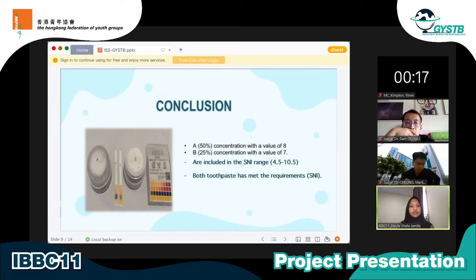The benefit of this research is expected to provide information that cuttlefish bone can be used as an ingredient for making herbal toothpaste.